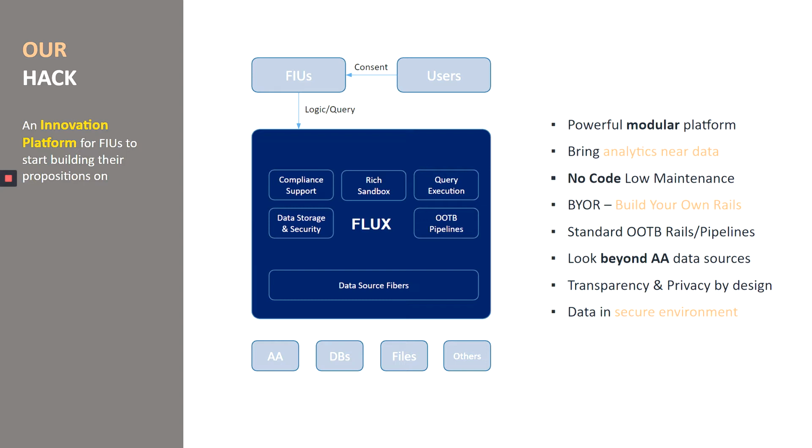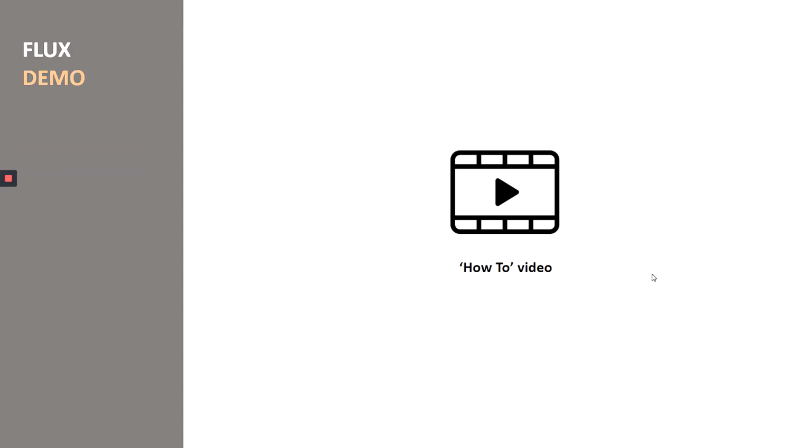Flux brings analytics near the data and allows anyone to build their own rails. FIUs can build out their use cases as logical pipelines, which can be submitted as jobs to Flux. We have designed Flux with transparency and privacy in mind, and are cognizant of the nuances in dealing with such sensitive data. So let's quickly see a demo of building a categorization pipeline in Flux before we get into the details.